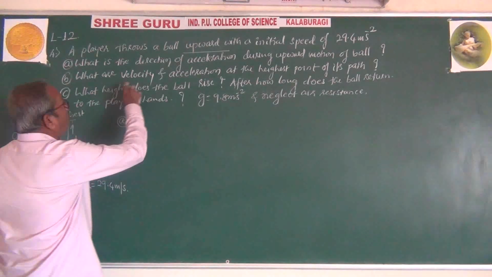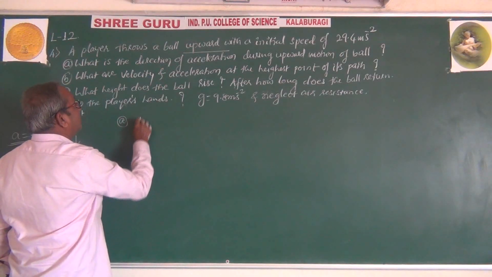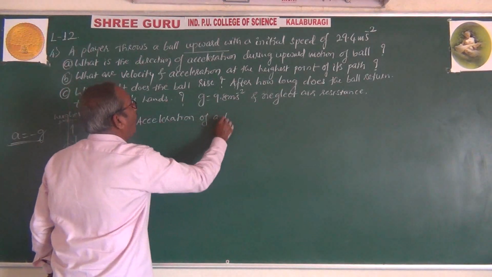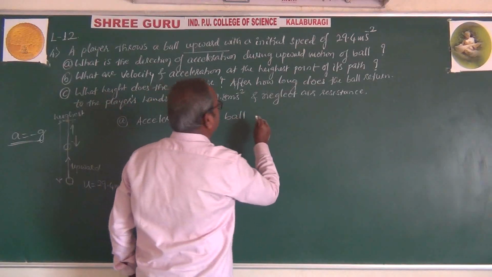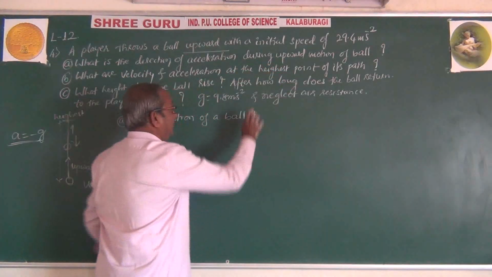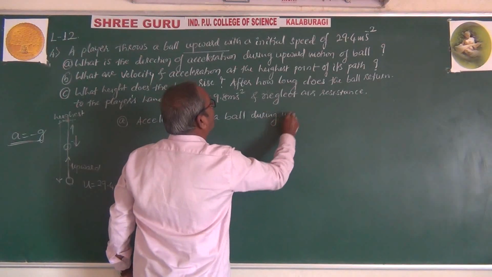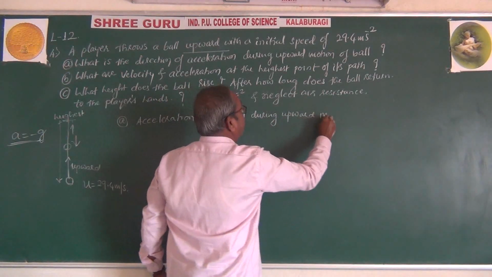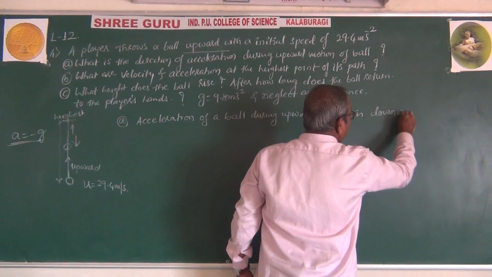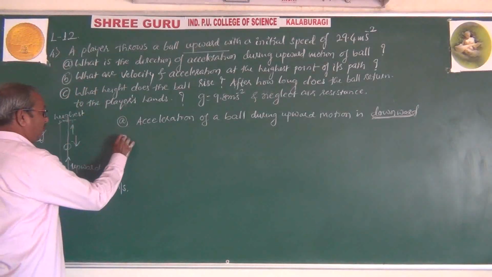So what is the direction of acceleration of a ball during upward motion? The acceleration of the ball during upward motion is downward. This is the direction. That is one answer.